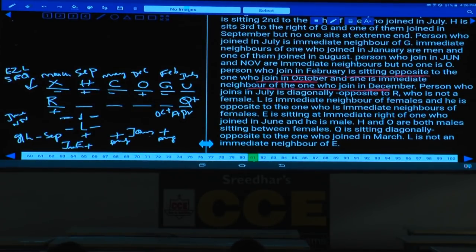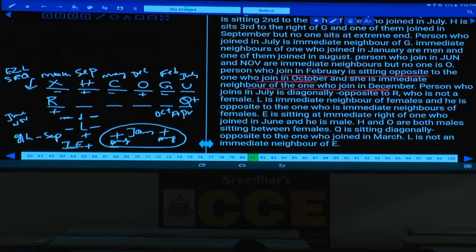As October is here, then we are left with the remaining. What is that information here? The immediate neighbors of the person who joined in Jan are males. As the immediate neighbors of the person who joined in Jan are males, then tell me what the male is here. Now tell me what about L, because where should this L be? Opposite to a female, isn't it? Hence, what are the different possibilities for this L?